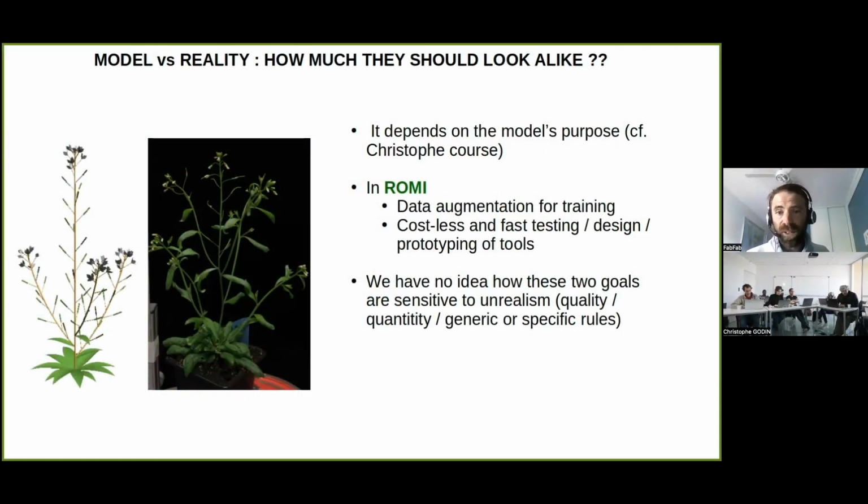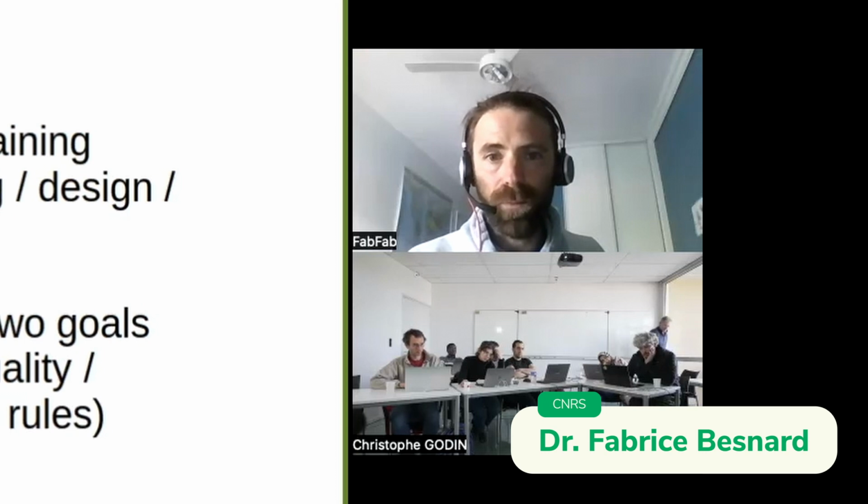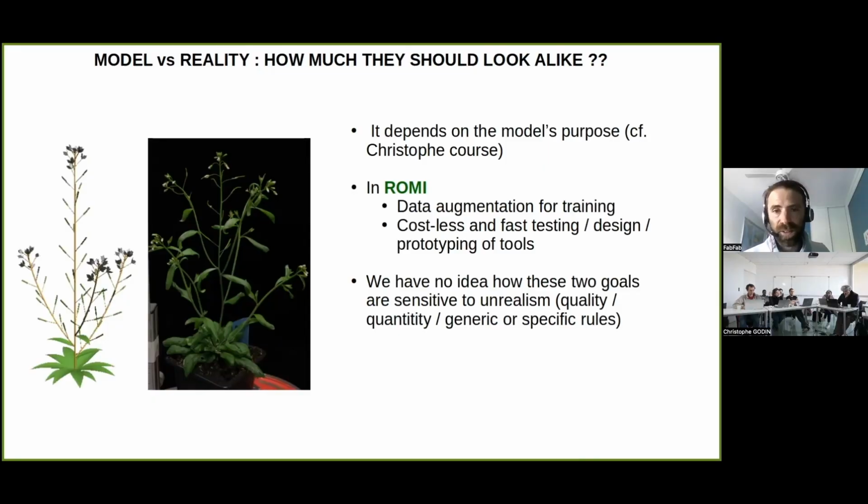And in the case of ROMI, this European project we are involved in, we are using virtual plants for a precise objective, which is to create virtual data sets that we can use for training deep learning algorithms very efficiently and costlessly. And as I told you, once you have an objective, you have to question yourself whether realism and the realistic rendering of the plant is useful or not for your objective.